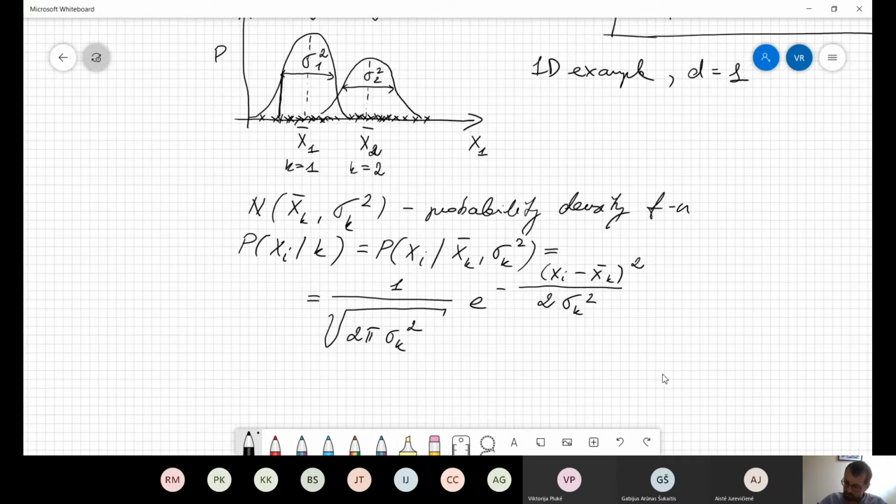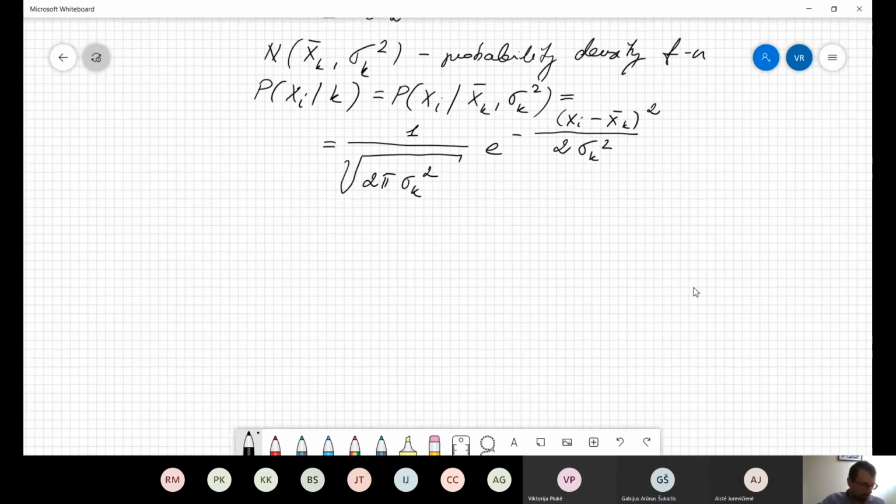Okay, so to write it down, we will be using a few so-called posterior probabilities. Posterior is a probability under a given condition. So there is a condition for the probability calculation. So the one we just wrote down is the probability like this, and this is the probability of observation xi given k.